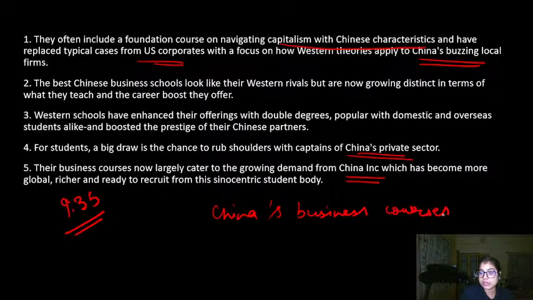Right now, I need an intro sentence for this. The intro sentence out of the two is obviously going to be statement two. The best Chinese business schools look like their Western rivals but are now growing distinct in terms of what they teach and the career boost they offer. Right? Opener because it's general and it's introducing.